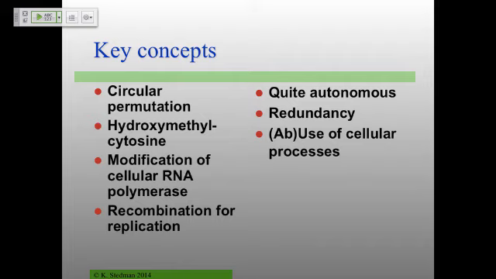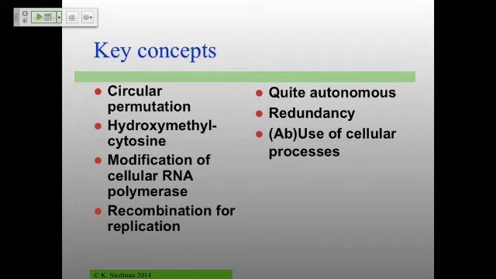Highly redundant, a lot of the processes that it uses in terms of modifications. You can make a whole bunch of mutations in the T4 genome and still have functional virus under various different conditions, which is probably one of the reasons why it's been such a great model. So you can make lots of conditional mutations, et cetera, and the virus works reasonably well, not quite as well as it used to.